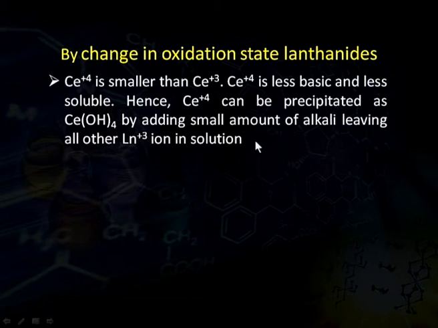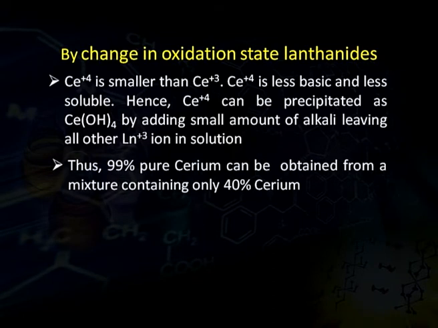Hence, cerium +4 can be precipitated as ceric hydroxide by adding a small amount of alkali, leaving all the other lanthanides in the +3 state in the solution. Thus, 99% pure cerium can be obtained from a mixture containing 40% cerium, meaning almost 100% purity of cerium can be obtained.